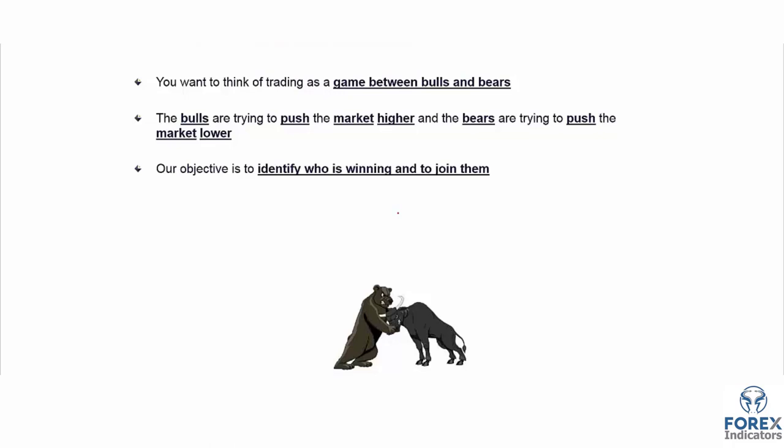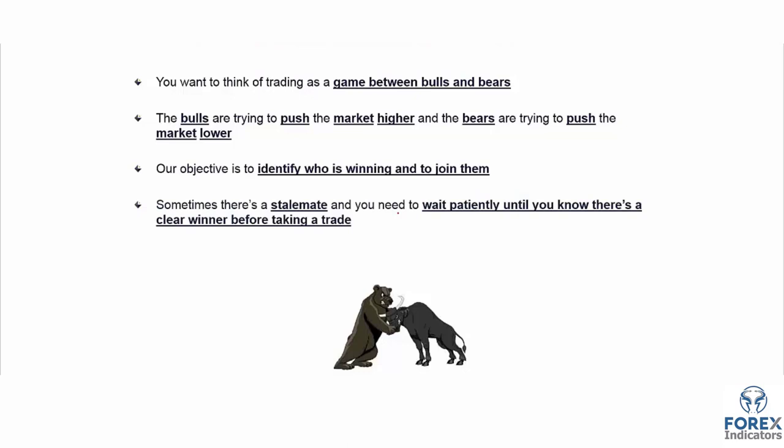Because once you know which way the market's going, it's very, very easy to put a strategy together to trade it. For example, as we saw before, when the market was trending up with our C2D strategy, it was very, very simple to execute those trades. Sometimes there's a stalemate and you need to wait patiently until there's a clear winner before taking a trade. Sometimes the market will just go sideways.